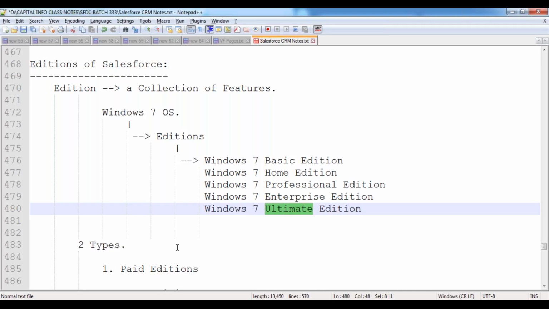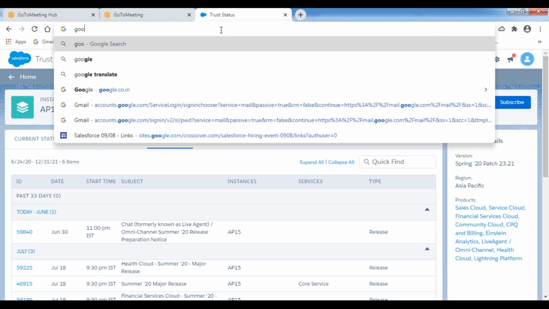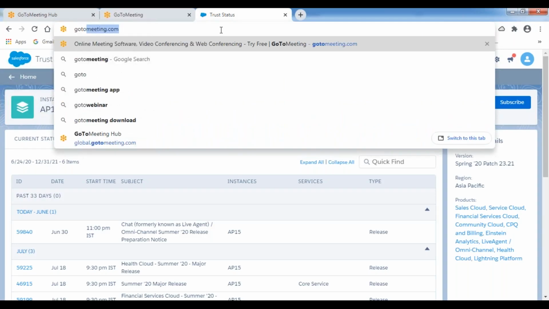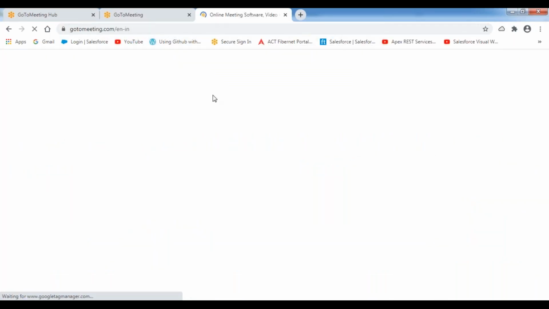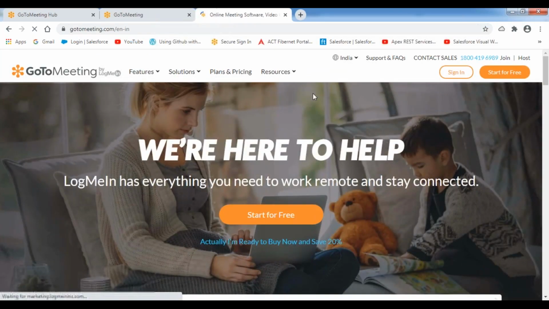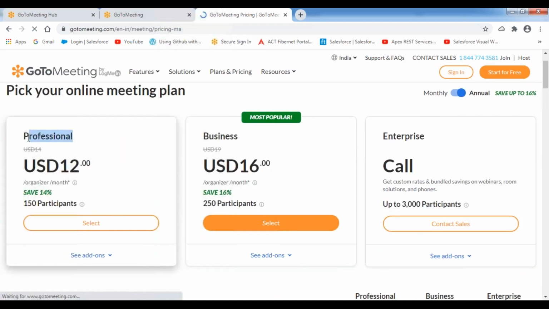Now, for example, assume GoToMeeting. Every day we use GoToMeeting in order to join the sessions. In GoToMeeting also, we have various editions available. We have the Professional edition, which costs $12 per month.